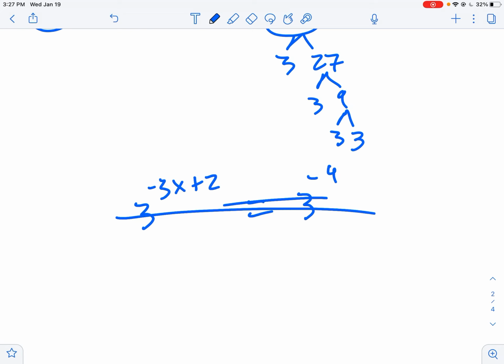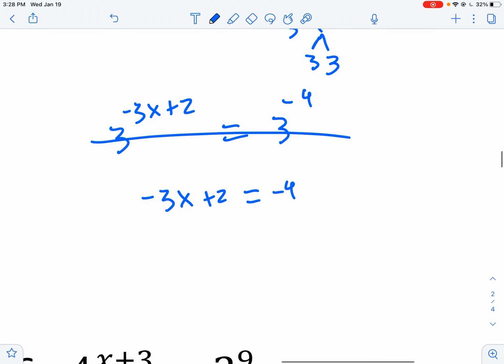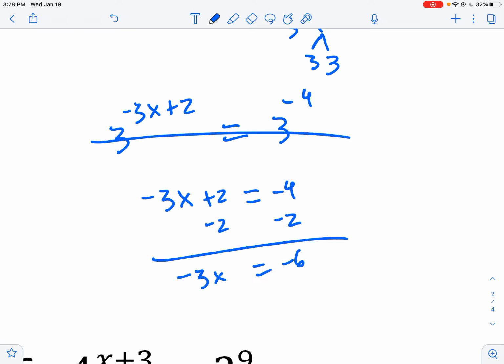Did you get an answer? Huh? Did you get an answer? You should drop the bases, and you get this. Exponents are equal to each other since the bases are the same. So now you can subtract 2, and we get negative 6 on the right side. You just divide by negative 3 to get your x by itself, and now you got x is 2.